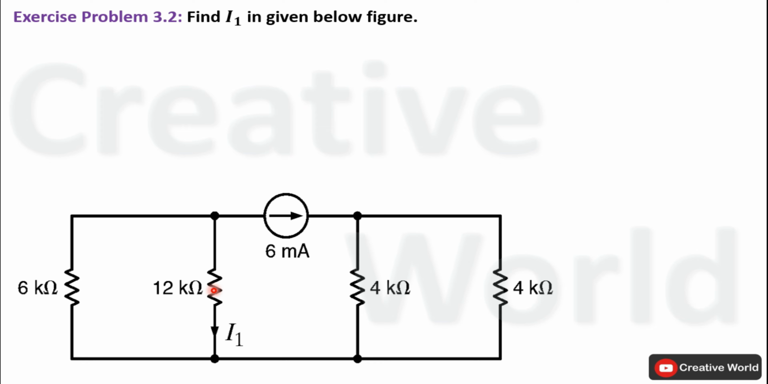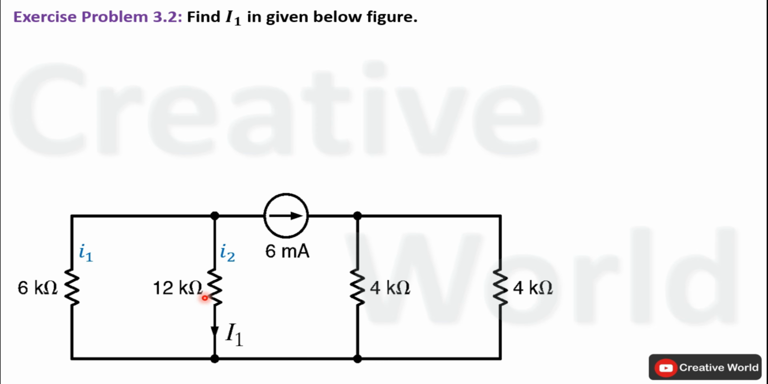In order to do that, first we have to label these two branch currents. I am assuming current I1 is passing through this branch and I2 is passing through this branch, and the directions of both currents are upward direction because 6 milliampere current is entering on this node and it will leave from these two branches. So the directions of currents from these two branches will be upward direction.